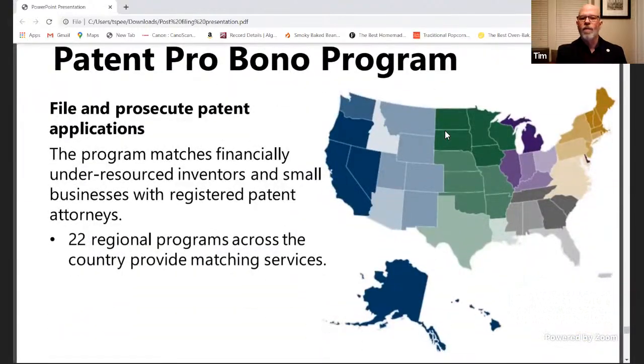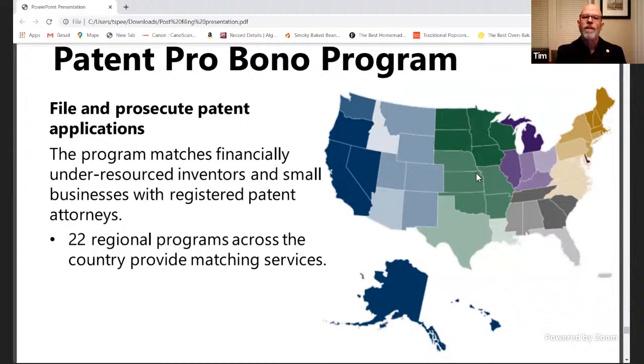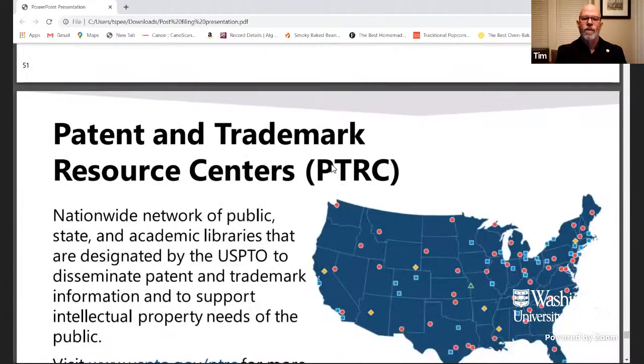Here is a little more information about this by region. The patent office doesn't actually run these programs, but we can get you in touch with the folks who do. So there are 22 regions here, as we point out, across the country, and you can get to the right region.